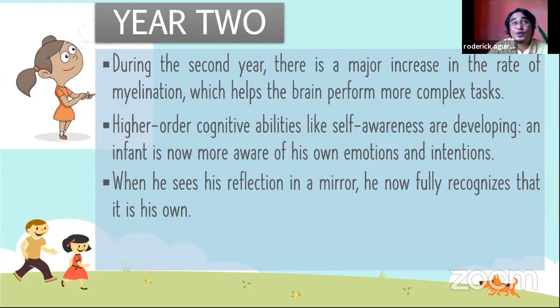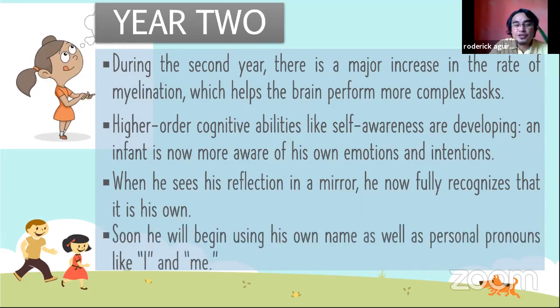Okay? Next would be when he sees his reflection in the mirror, he now fully recognizes it as his own. Mas madali, natutuwa sila. Ang tawag namin dito ang mirror dance. We call it mirror dance na ginagaya po ang mga activity kasi nakikita nila. So it would be nice that you have lots of activities on a mirror or brain dance. Okay? Soon he will begin using his own name as well as personal pronouns like I and me. So vocabulary is developing a lot.